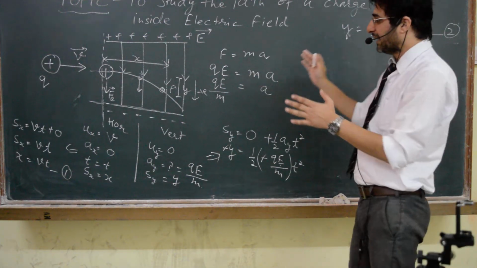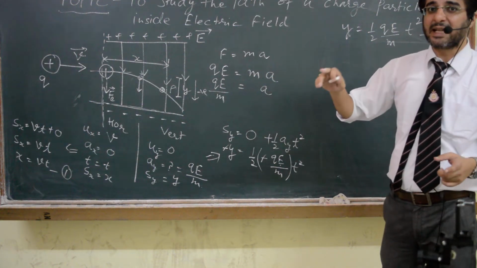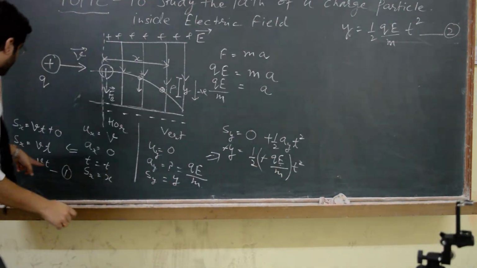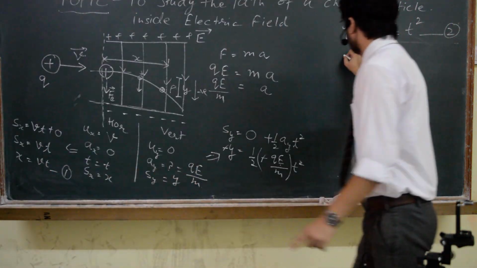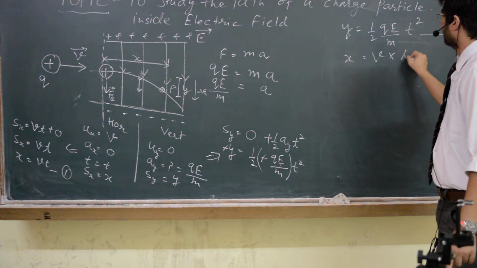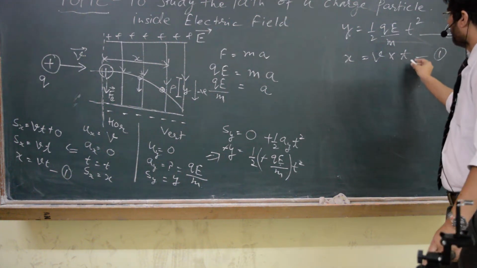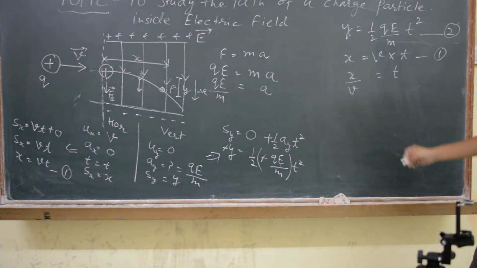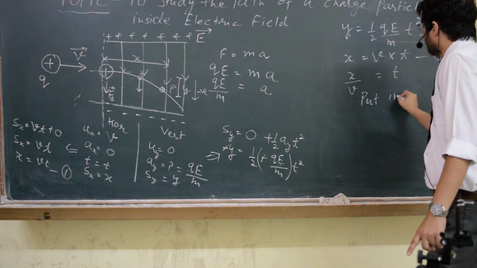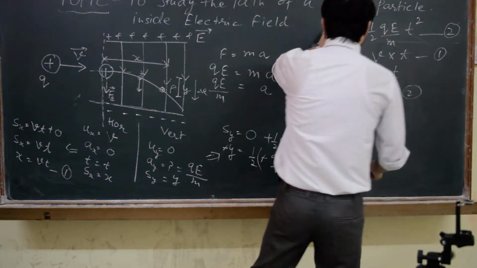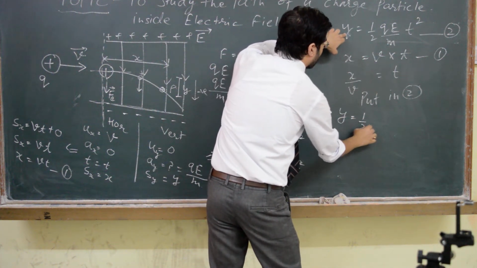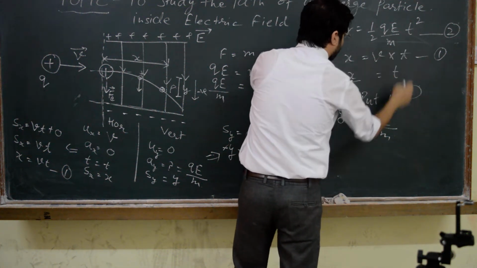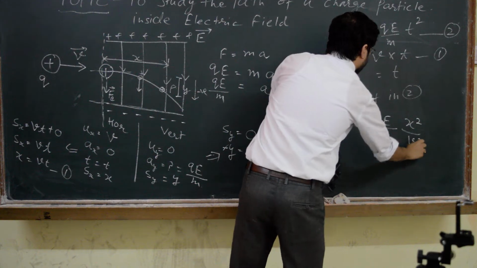Now our aim was to find the relation between y and x so that we can find what kind of motion it will be. So two equations are there, the second equation is here and the first equation again we'll write as x equals v into t. If we find the value of t from the first equation, it will be x by v. We can put this value in the second equation. What will happen? y is equal to half QE by m, putting the value of time here, x square by v square.